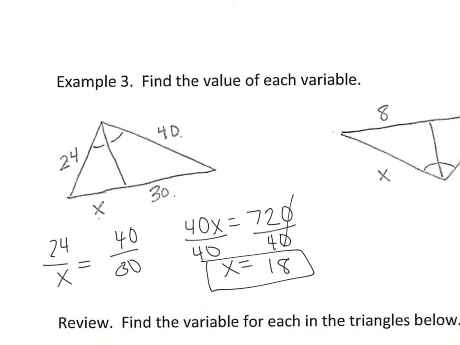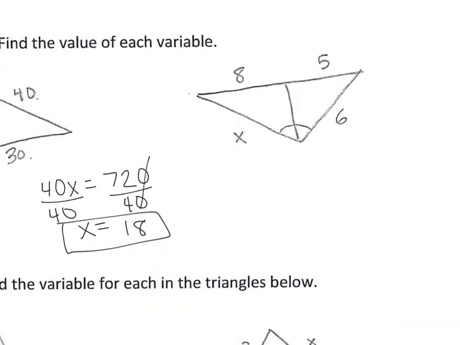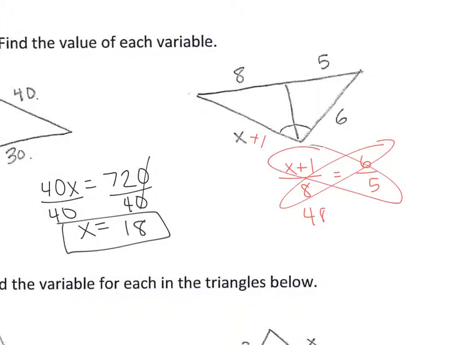Okay, over here, triangle angle bisector theorem. So again, you can set up a proportion. And it doesn't matter if you have, let's say this was x plus 1. You're still going to do the same thing. You're still going to do x plus 1 is to 8 as 6 is to 5. And when you cross multiply, you just got to be careful that you use parentheses. So 5 times x plus 1.